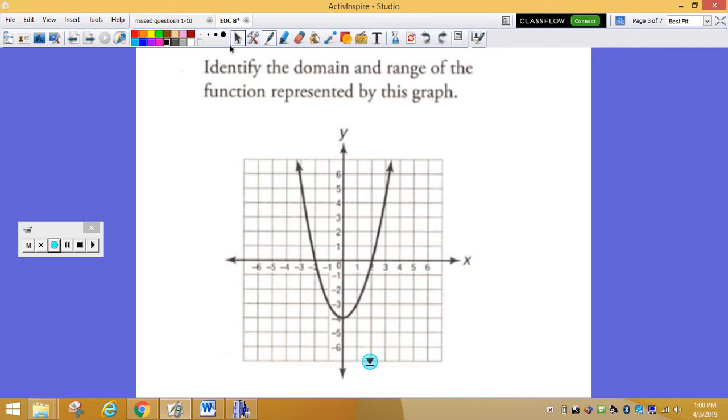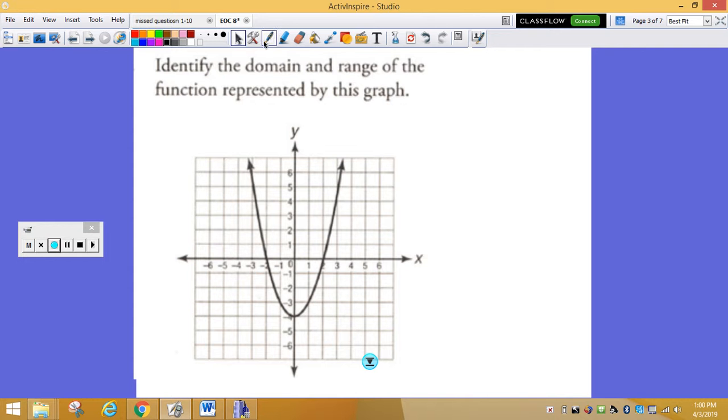Okay, what if it's a graph? What if I want domain and range of a graph? Well, remember domain goes left and right. So let's go left. How far left? What does that arrow mean? It's going to keep going left forever and ever, and right, it's going to keep going right forever and ever. And we talked about this. If it goes left and right forever, your domain is all real numbers.